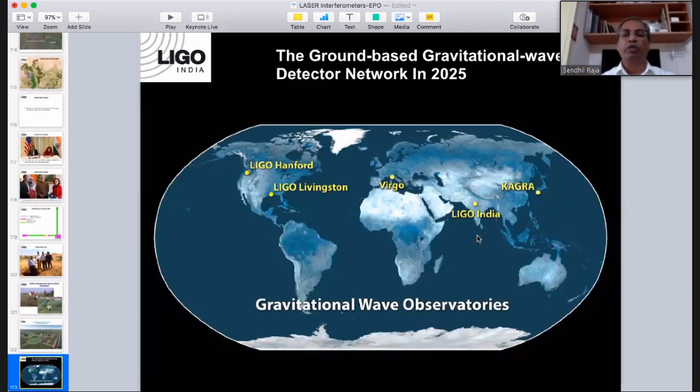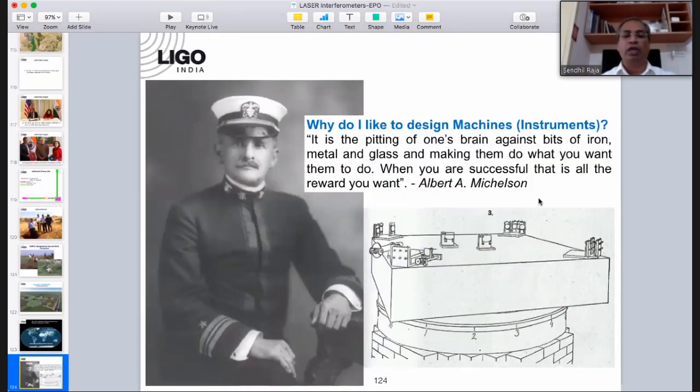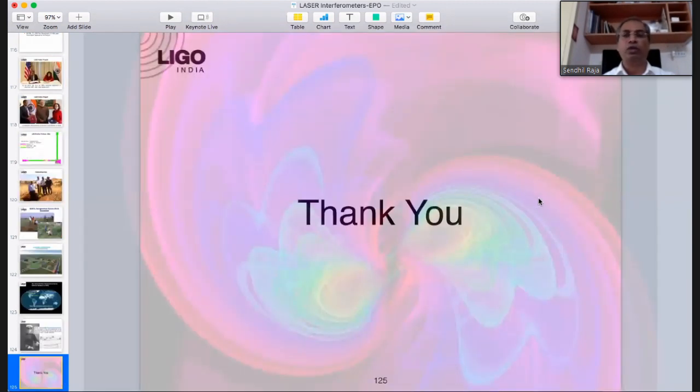So with LIGO-India coming into place, we'll join the other detectors that are currently operating: LIGO Hanford, LIGO Livingston, Virgo, the European detector at Pisa, and KAGRA, in the Kamioka mines, which is currently operating, which is a kilometer-class detector. And I would now like to close with a quote by Michelson, who would be considered the best possible instrumentalist in terms of optical measurements. So I'll leave you with this quote, and I close my talk at this point.